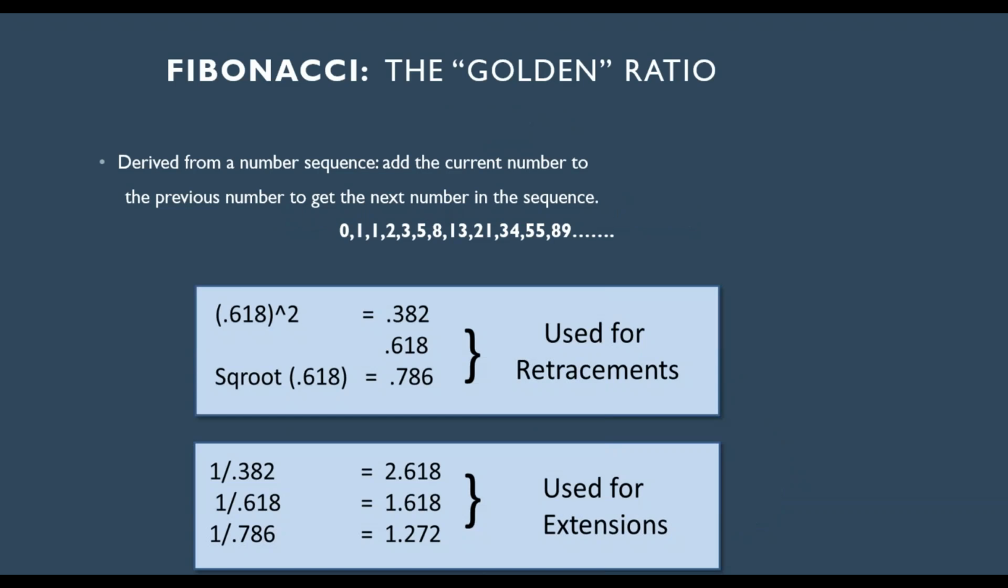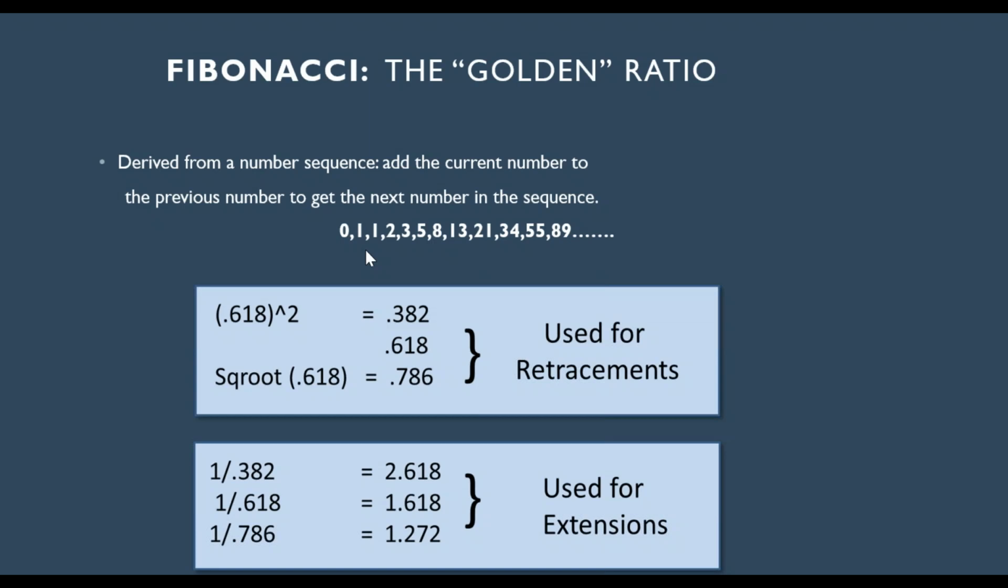We want to cut our losses short, or we want to let our profits run. Now, the Fibonacci's were derived from a number sequence where you add the current number to the previous number to get the next number in the sequence. 1 + 1 is 2. 1 + 2 is 3. 3 + 2 is 5, and so forth, all the way out. That is the Fibonacci sequence.